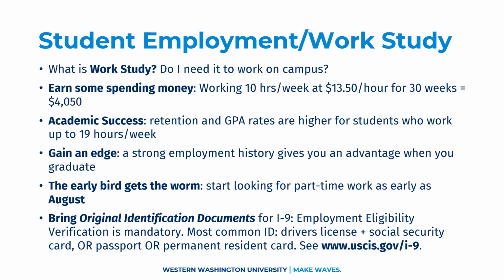And we have some ideas as to why students might be interested in working part-time while going to school. Certainly as a way to earn some spending money, work study or student employment offers that opportunity, which can be really helpful for a lot of students across campus. A student working 10 hours per week at $13.50 per hour, which is the minimum wage in Washington State, for 30 weeks, so 3/4 of an academic year, can earn about $4,050 over that time. That money can be really useful to help pay for things like tuition or books and supplies, maybe room and board or personal expenses.